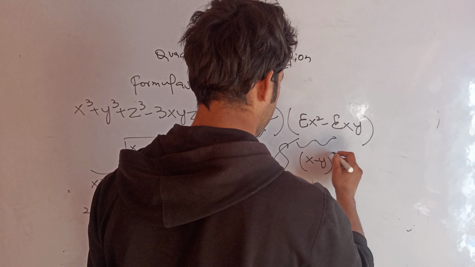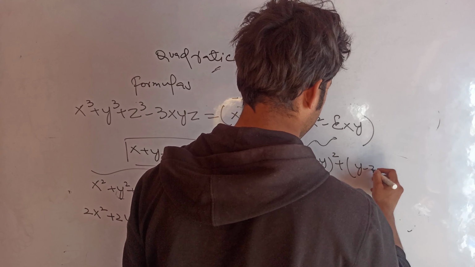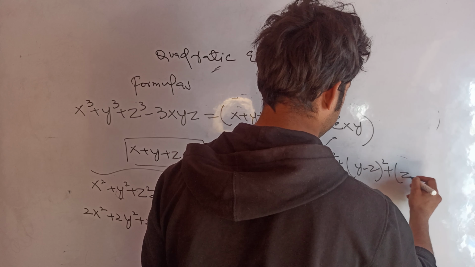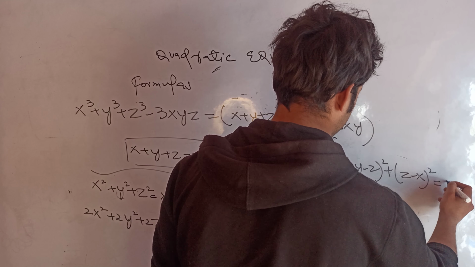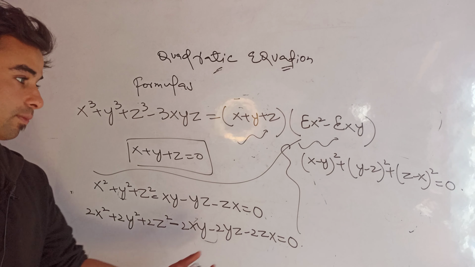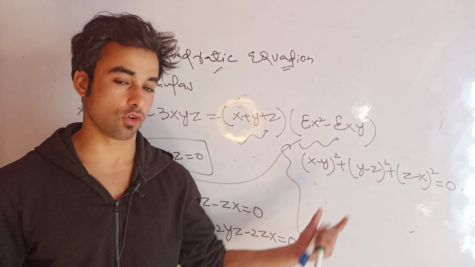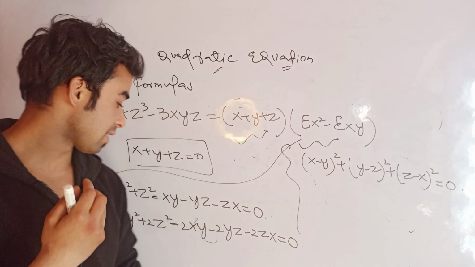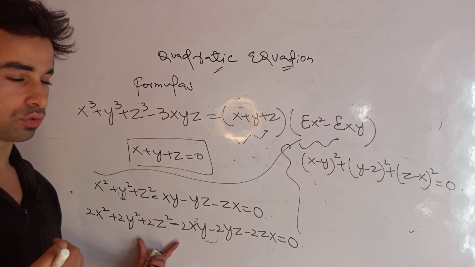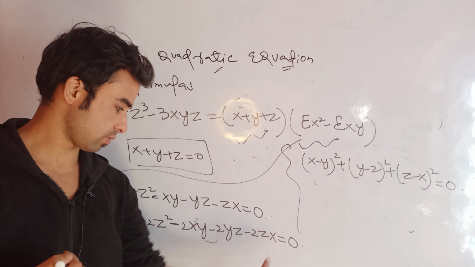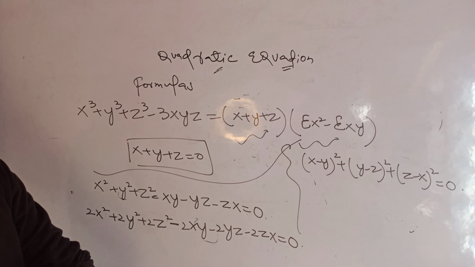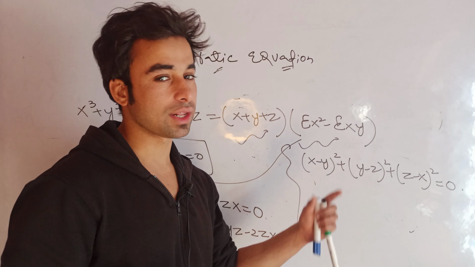Now here this can be written in a compact form like this: (x minus y) whole squared plus (y minus z) whole squared plus (z minus x) whole squared equals 0. Now think about it. If I open all the 3 terms up by the formula for (x minus y) whole squared, I will get this thing back. You should not worry too much about it. If I open it up, I will get this thing back. Okay. Now why did I write it in this form?